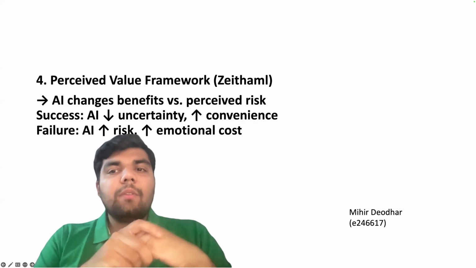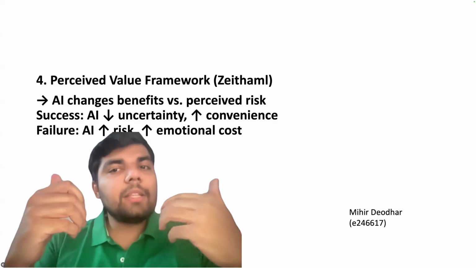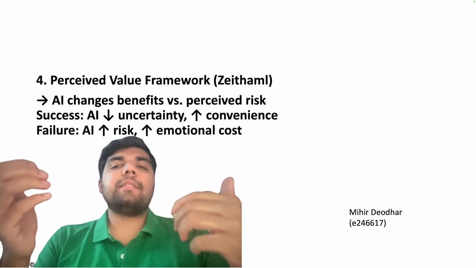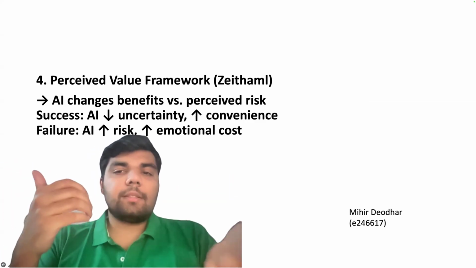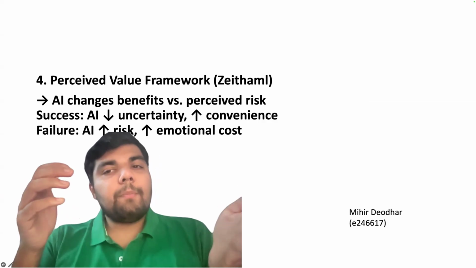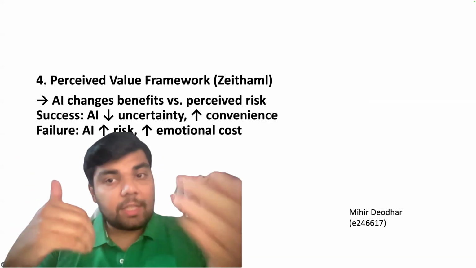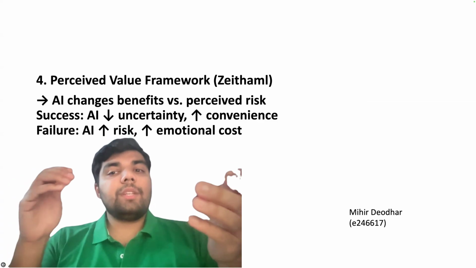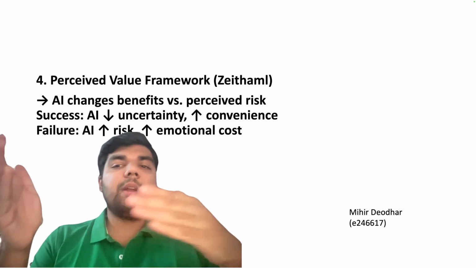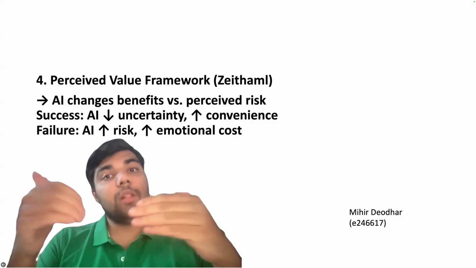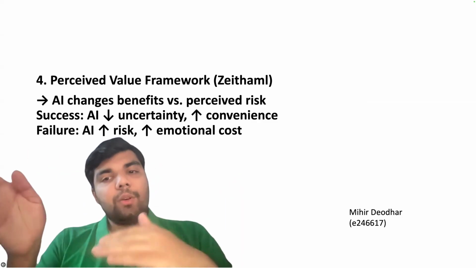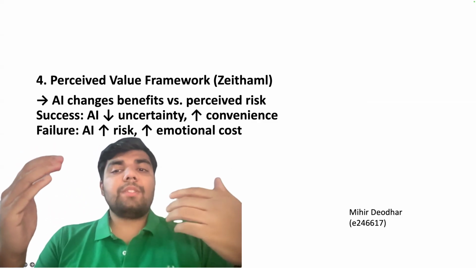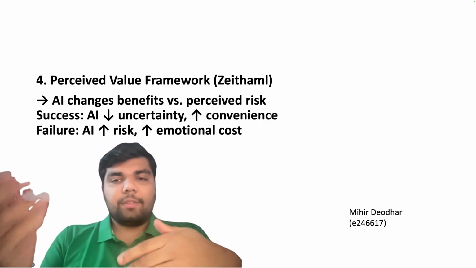Now looking at the framework on perceived value, it explains how customers weigh the benefits they receive against perceived sacrifices or risks. AI affects this balance. In successful examples, we can see that AI is used to reduce uncertainty, which increases the perceived value, and also keeps the perceived cost and risk low. Whereas in failures, AI gives unsafe or offensive or biased responses, which dramatically increases perceived risk.